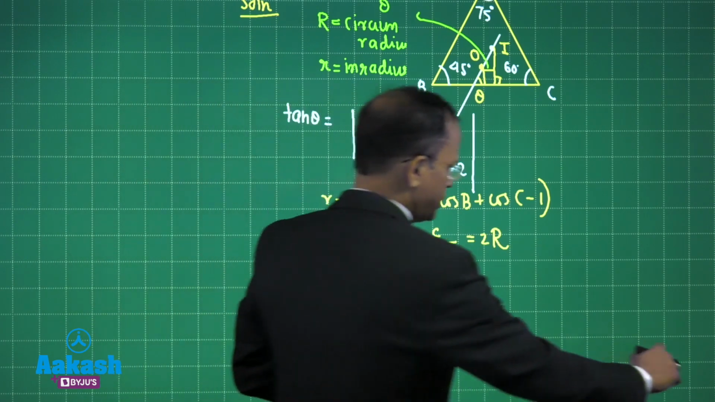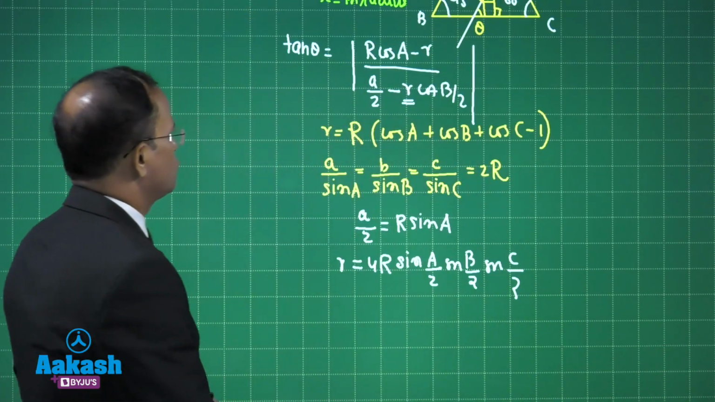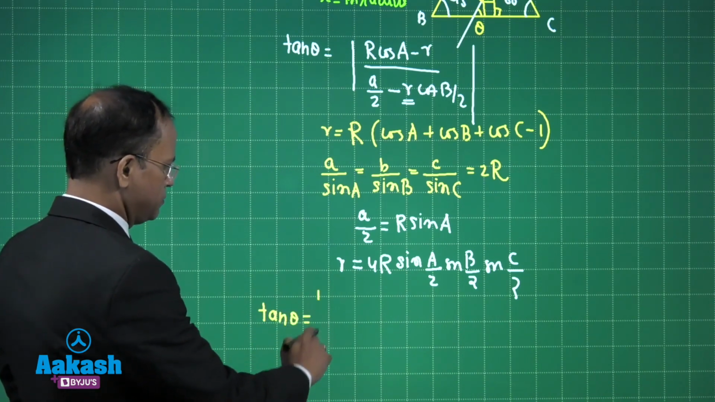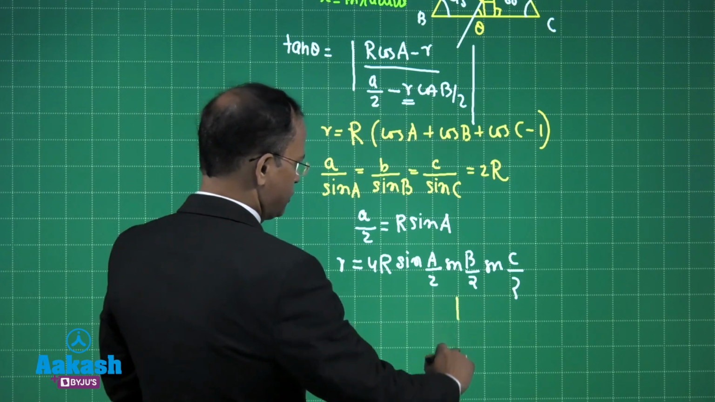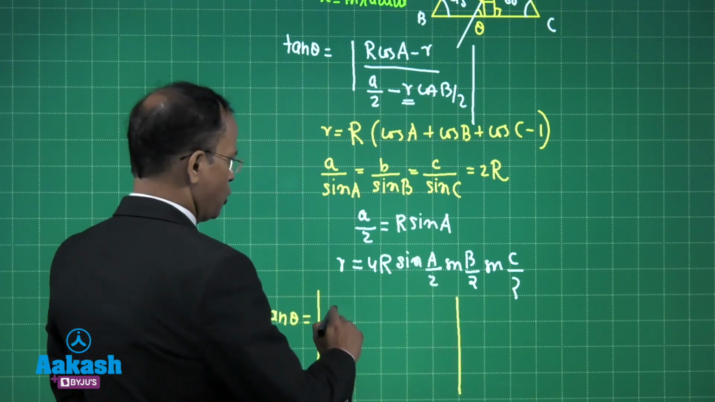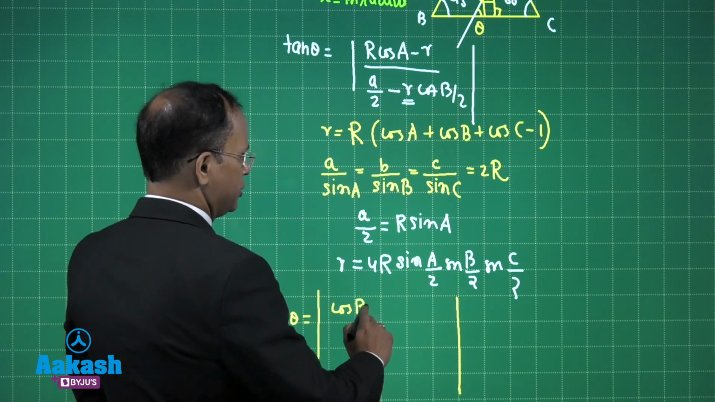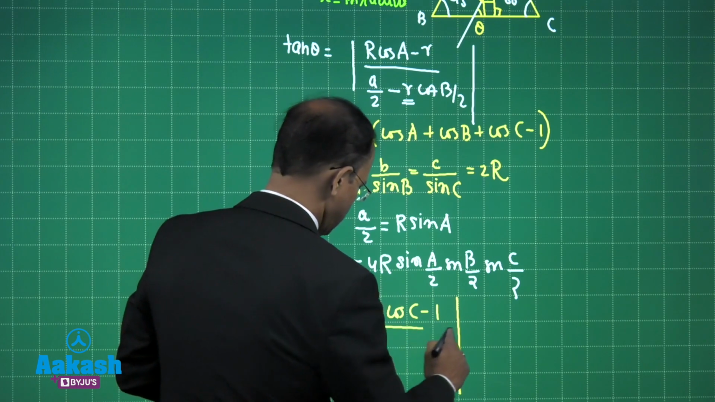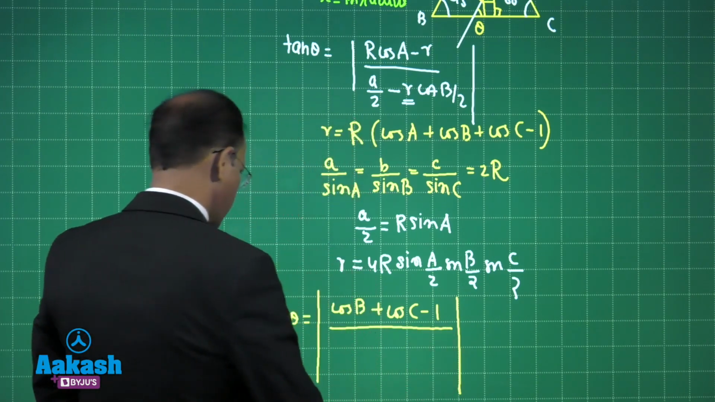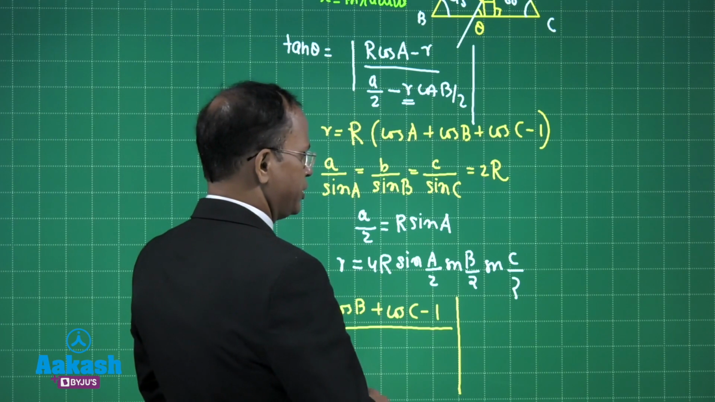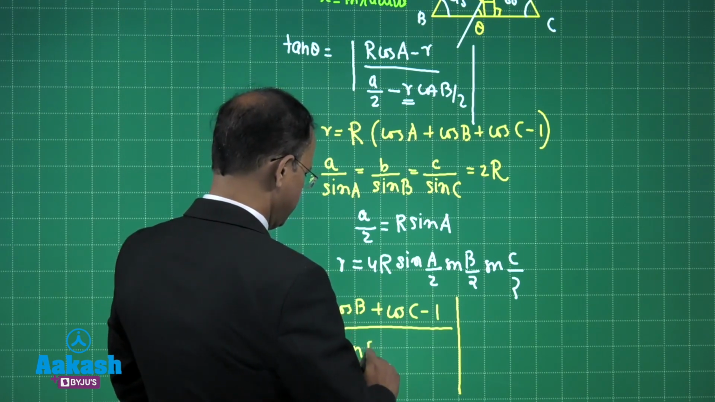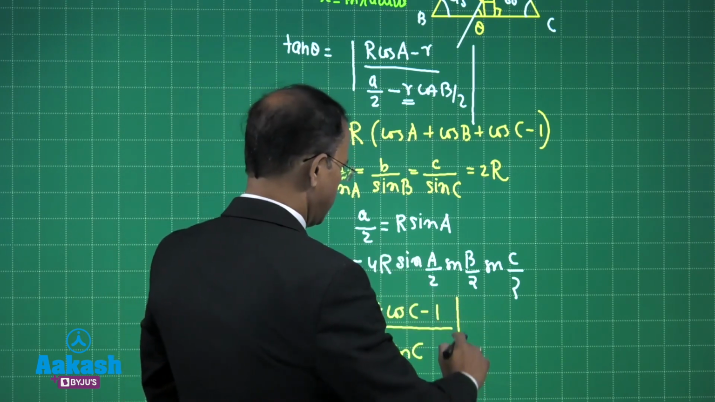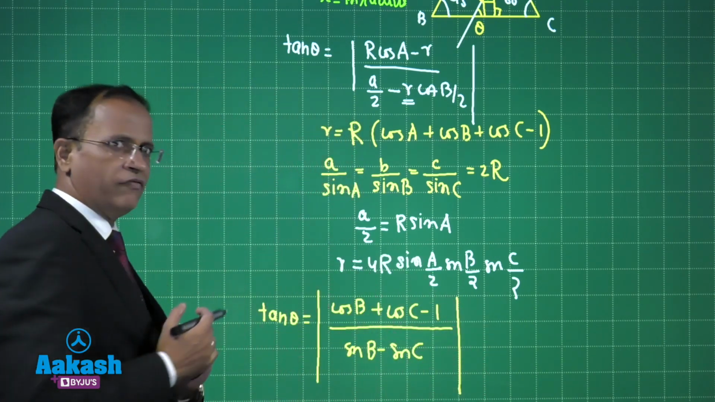So, once you substitute here, right friends, what do we get? tan theta is equal to how much? Simplification, yes, R will be cancelled. So, we are left with cos B, cos C minus 1, just simplification, nothing else, cos B plus cos C minus 1, then we have sin B minus sin C, and we take the mod. So, basically this is what we have.